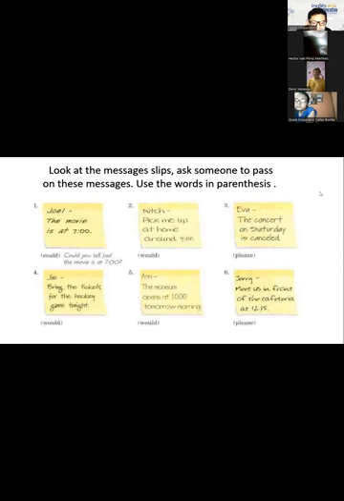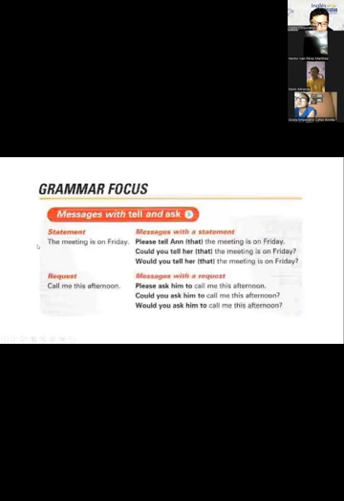For example, in the number 2, you will use would. In the number 3, you will use please. In the number 4, you will use would. 5, would, and 6, please. Like the examples we have here, let me show you. For example, this one. Okay, please ask him to call. Could you ask him to call? Could you ask Maria? Would you ask Elena? Would you ask Anne? Please ask Danielle too. Could you ask Pablo too?